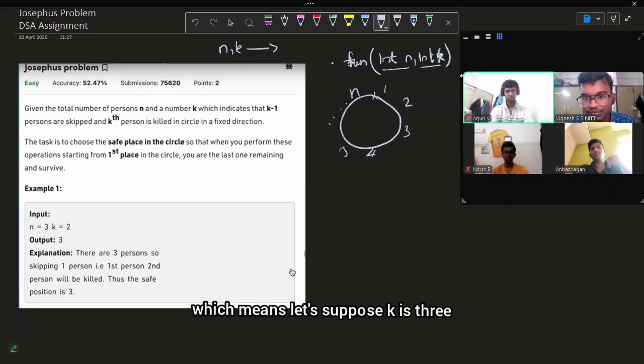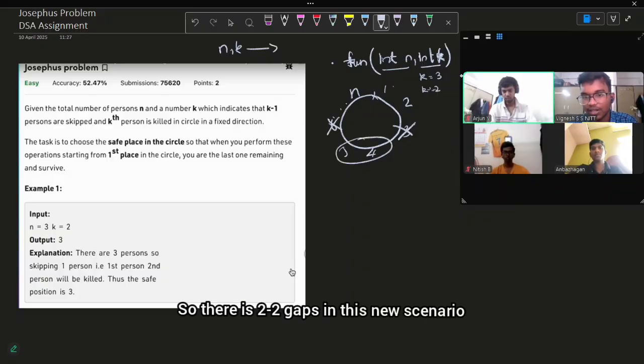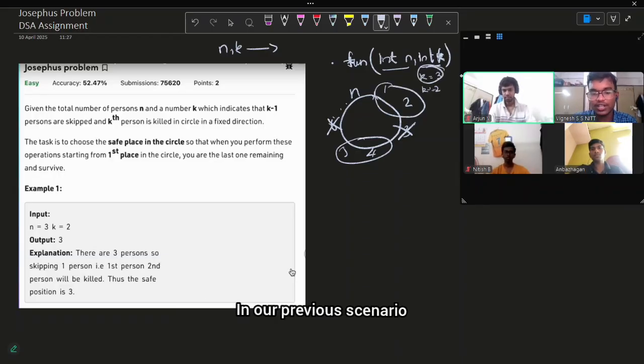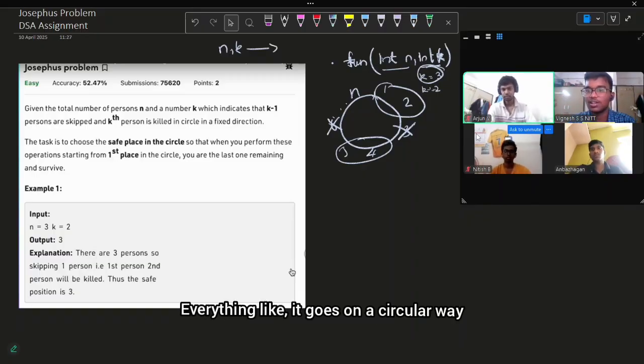Let's suppose k is 3, which means k minus 1 is equal to 2. Two persons are skipped and the third person is killed. So 1 and 2 are skipped and 3 is killed. 4 and 5 are skipped, 6 is killed. So there are two gaps in this scenario where k is equal to 3. In our previous scenario, there was only one gap, and everything goes on in a circular way.